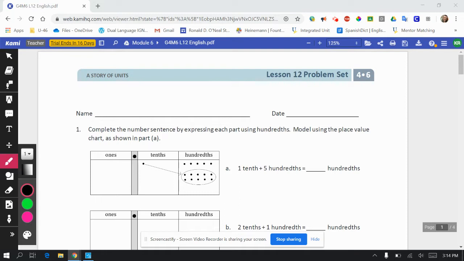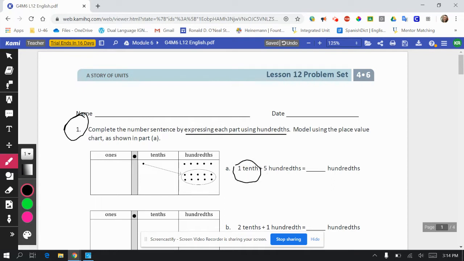To get started, we will take a look at number 1. It says, complete the number sentence by expressing each part using hundredths. Model using the place value chart as shown in part A. Okay, so this is all it wants us to do. We're expressing each part using hundredths. You'll remember from past weeks that tenths can equal hundredths. It can be equivalent, okay?